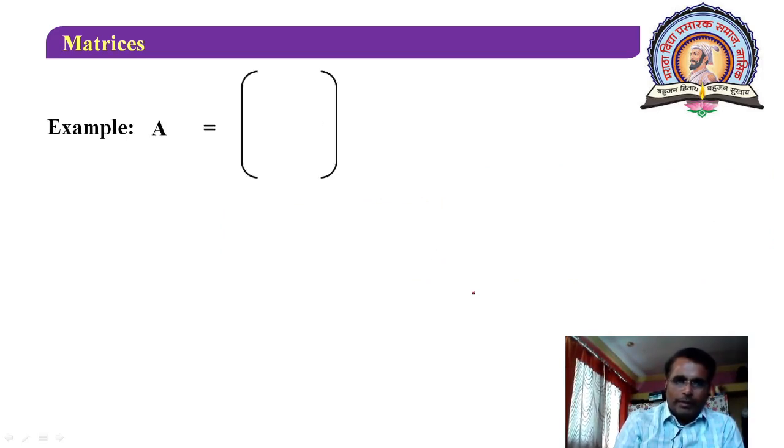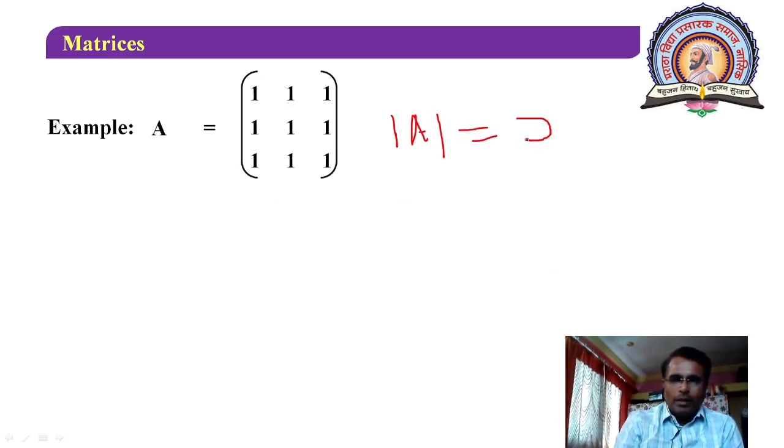With an example we get it clear. Suppose you are given A equal to 1 1 1, 1 1 1, 1 1 1. Now, it is clear that if you consider determinant of A, it is equal to 0. Why? Because if any 2 rows or any 2 columns are identical, then the value of determinant is 0. You will observe that all the columns or all the rows are identical, therefore its value is definitely 0.